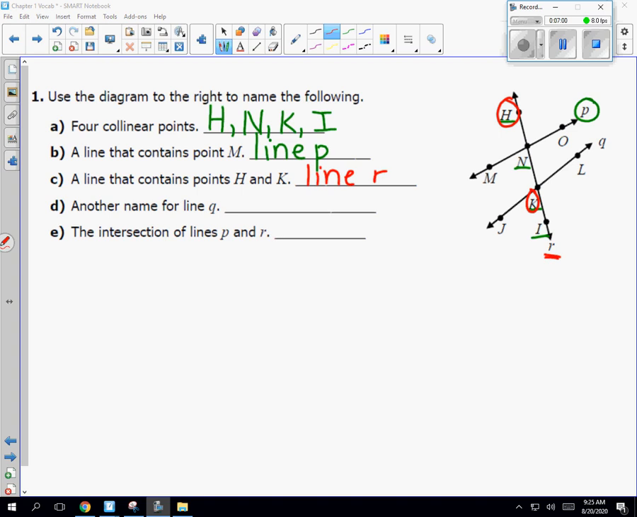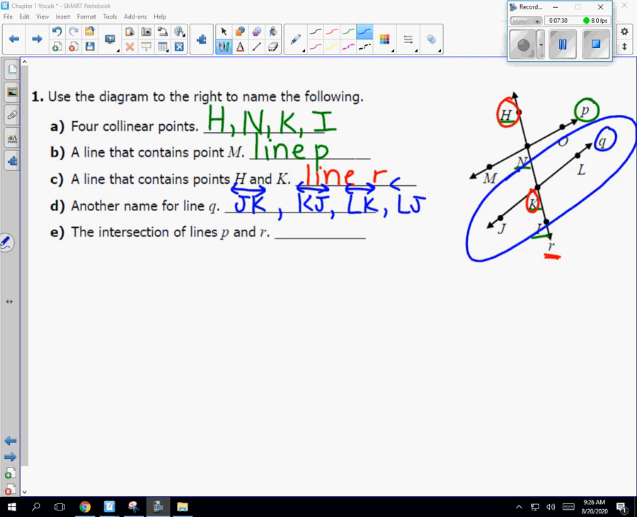And then another name for line Q. If you don't want to use the lowercase q name, so here's Q, here's the line here, then you pick 2 points on that line. So here I could say it is line JK. Don't forget that symbol above it. You could say it's KJ. You could say it's LK. You could say it's LJ.